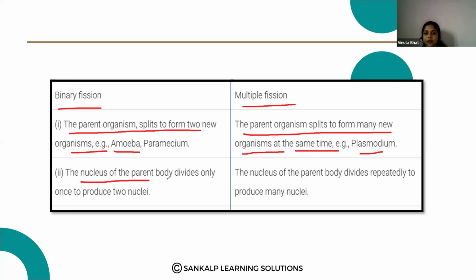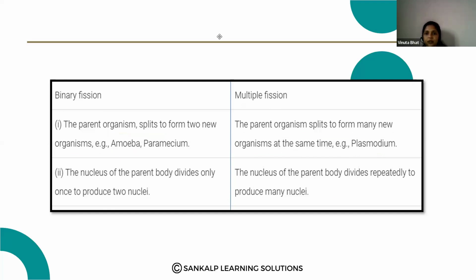In binary fission, the nucleus of the parent body divides only once to produce two nuclei. In multiple fission, the nucleus of the parent body divides repeatedly to produce many nuclei. Multiple fission commonly occurs in plasmodium, and binary fission occurs in amoeba and paramecium. Please note down the difference between binary fission and multiple fission.